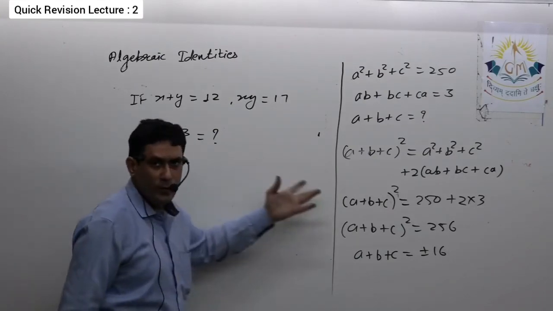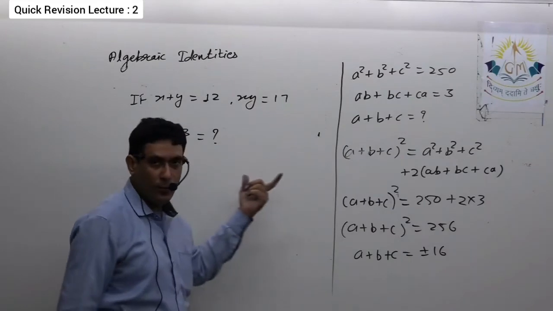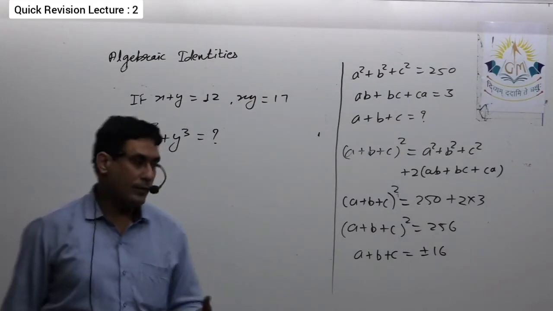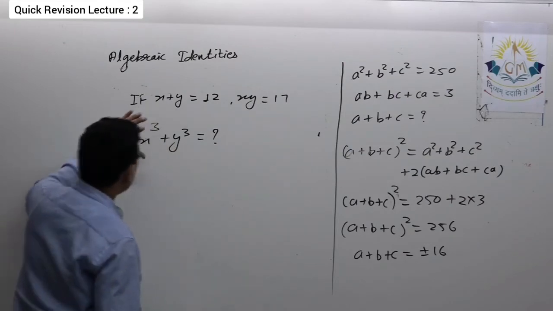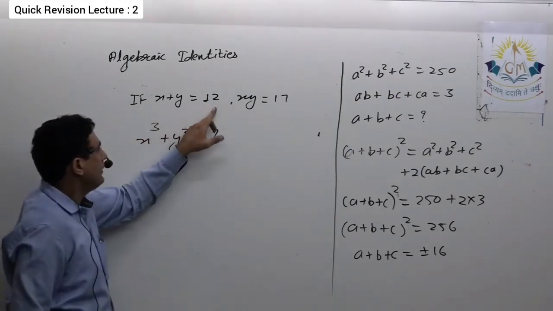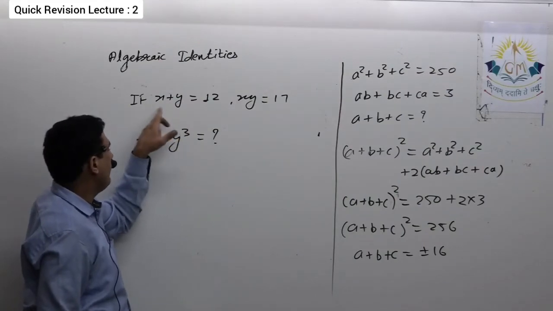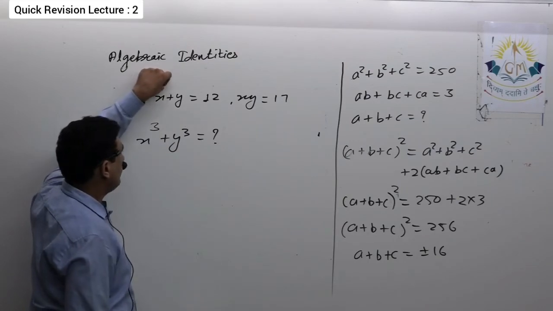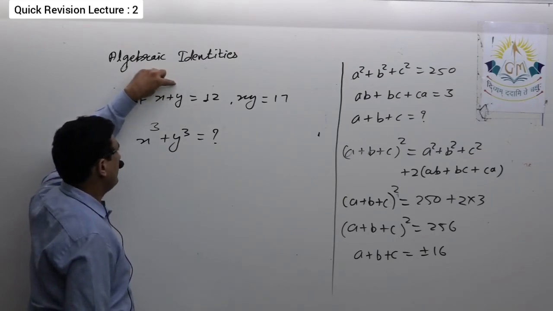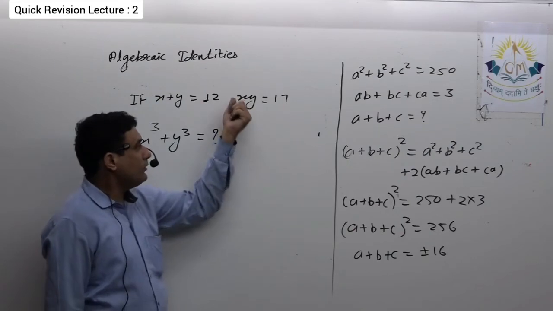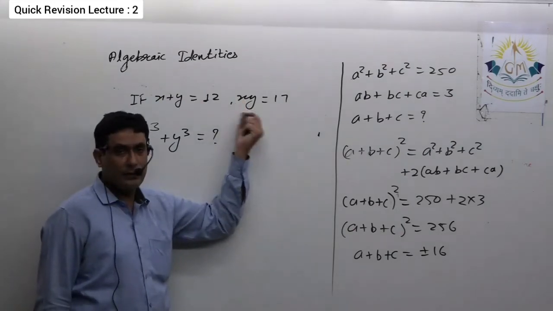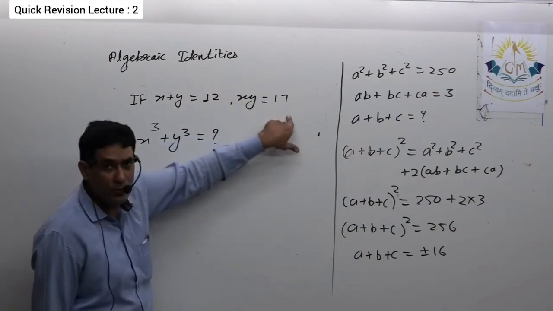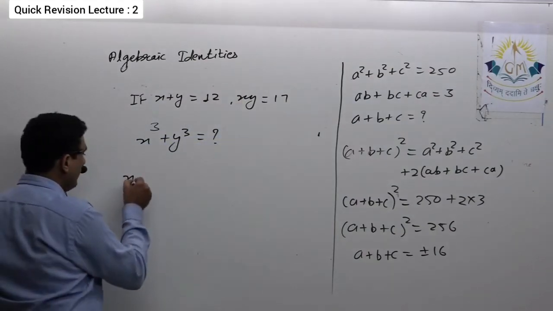Now there are two ways to solve. First, I can solve it with the help of a formula or identity. If you get this type of question for MCQ purposes, you can check the values for x and y. Suppose I take x equal to 5 and y equal to 7, then x plus y will be 12, but that should also satisfy xy equal to 17, and here no two values satisfy both. So definitely we'll go with the formula method.